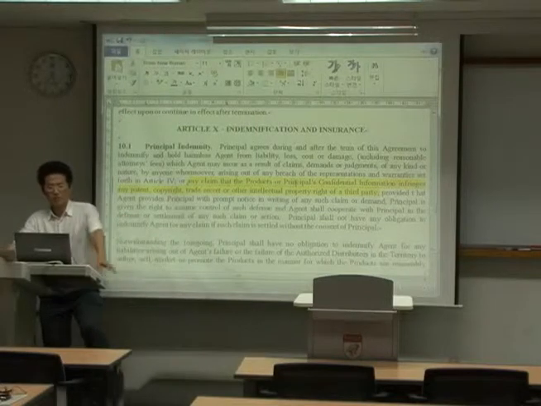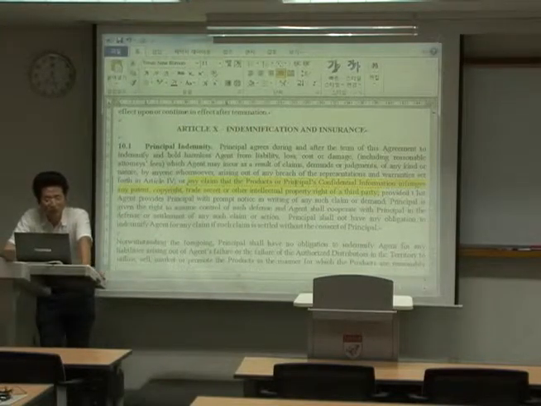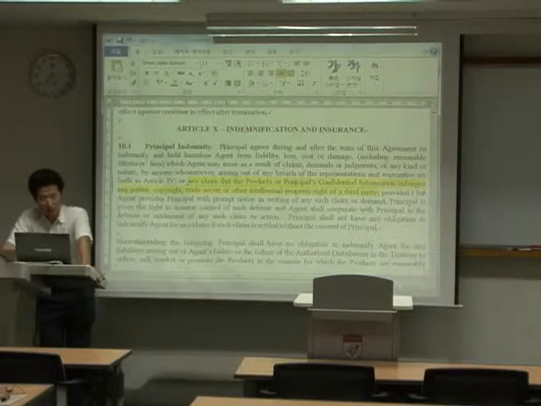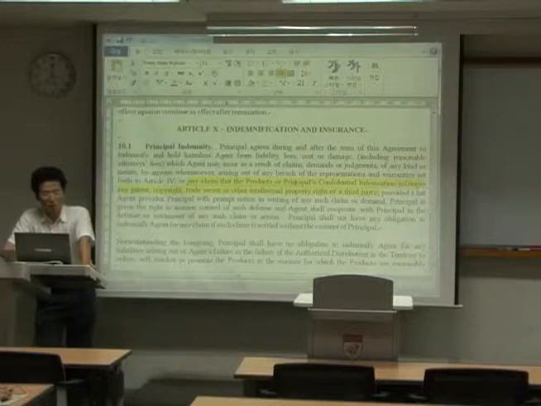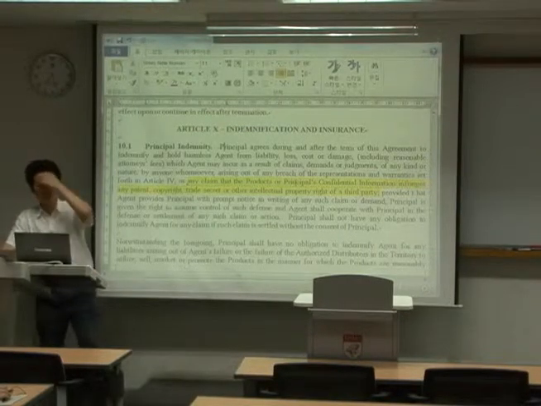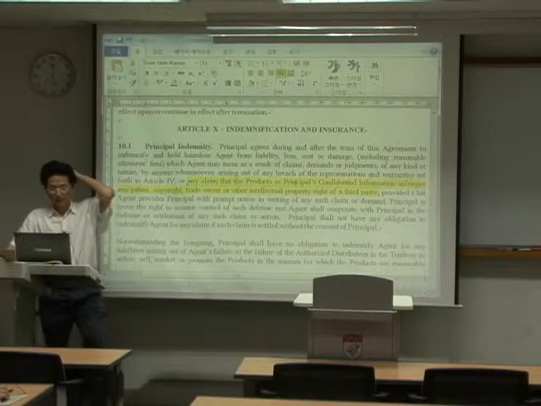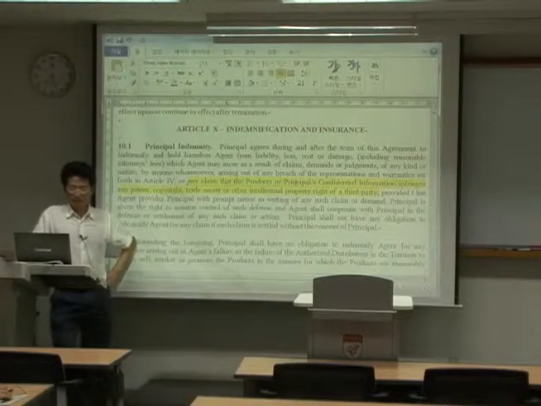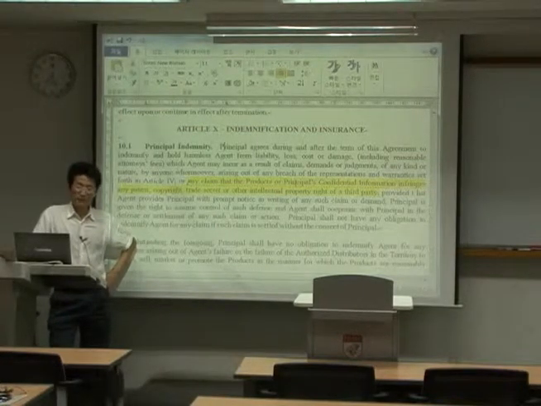Principal agrees during and after the term of this agreement to indemnify and hold harmless agent from liability, loss, cost, or damages which agent may incur as a result of claims, demands, or judgments of any kind or nature by anyone whosoever arising out of any breach of the representation warranty set forth in Article 4, or any claim that the products or principal's confidential information infringes any patent, copyright, trade secret, or other intellectual property right of a third party. But there's nothing about product liability.